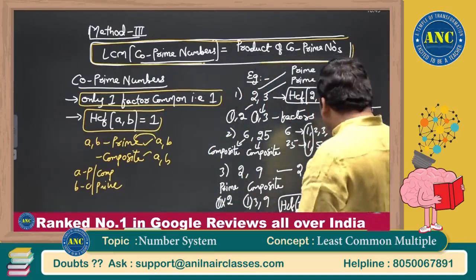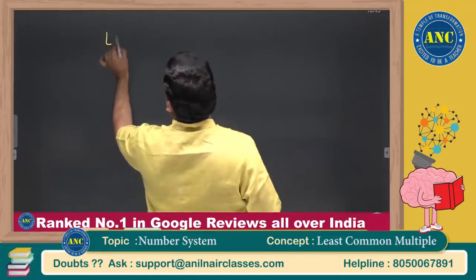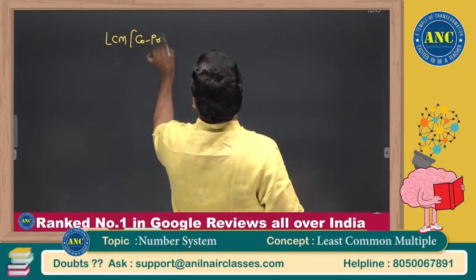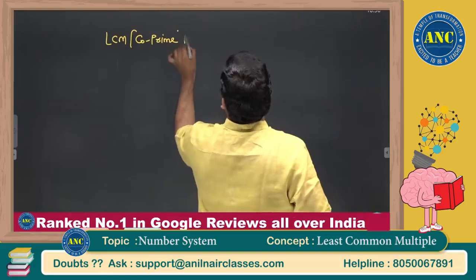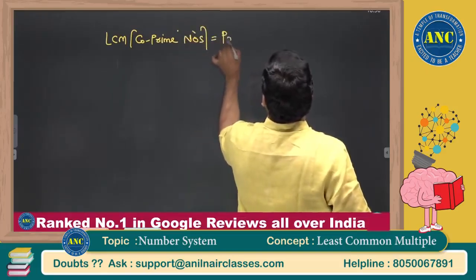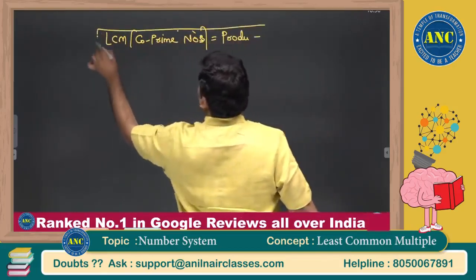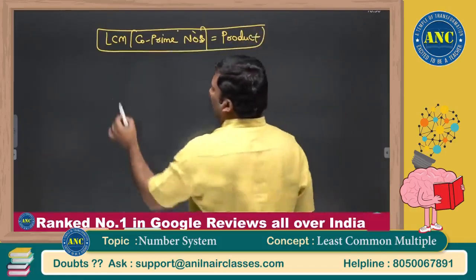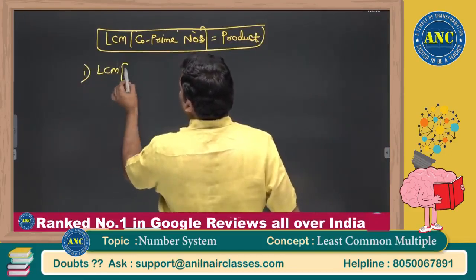What are all the various important key points with respect to co-prime numbers? Write down, sir. LCM of co-prime numbers, it is always their product. I hope it is clear why it should be the product. Why it should be the product? Because, see here, this example will give a clarity.